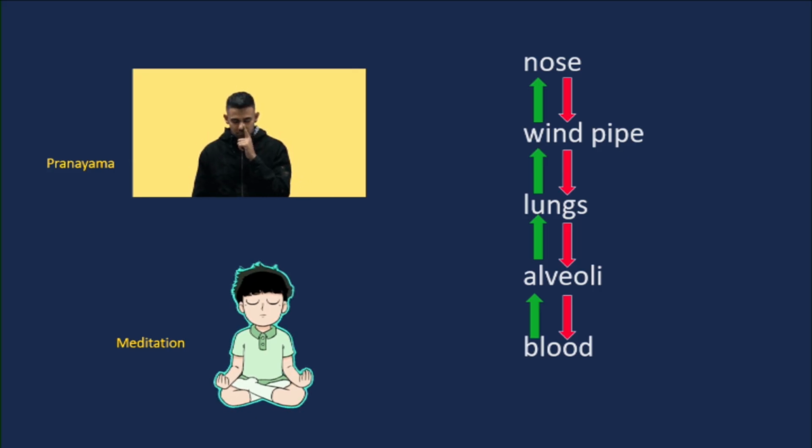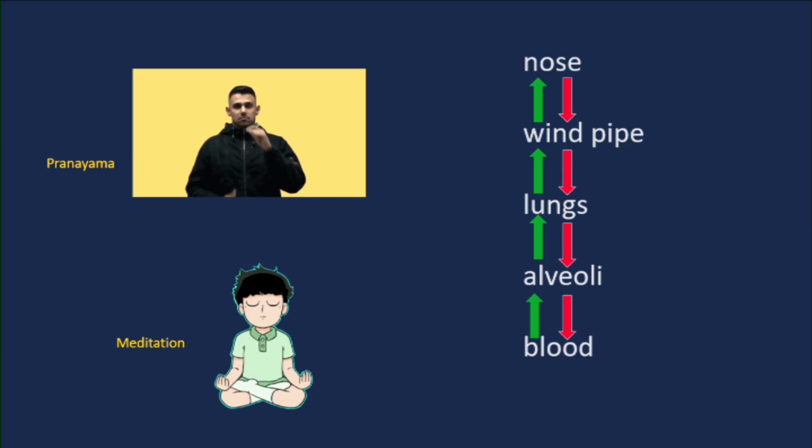Now, look at me how to do pranayama. So, deep inhale with the left nostril and exhale with the right nostril. Deep inhale with the right nostril and exhale with the left nostril. Keep both the hands on your knees and close your eyes. Observe your breathing.